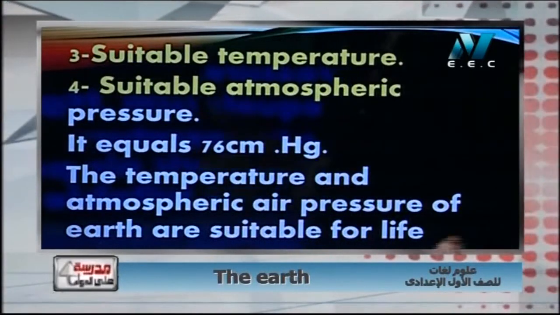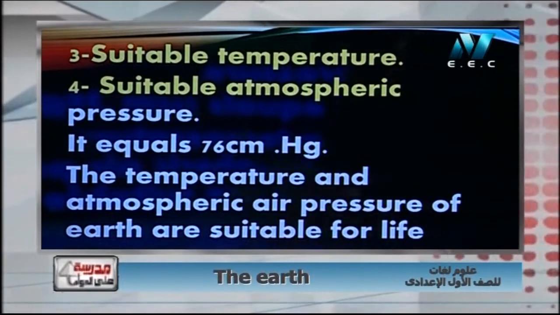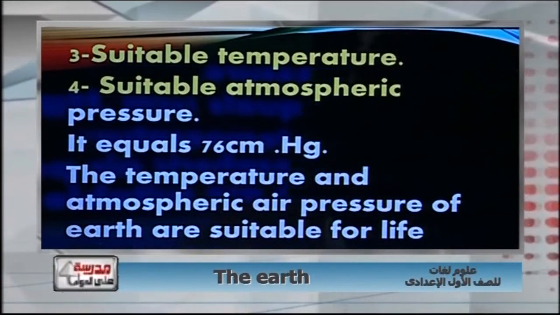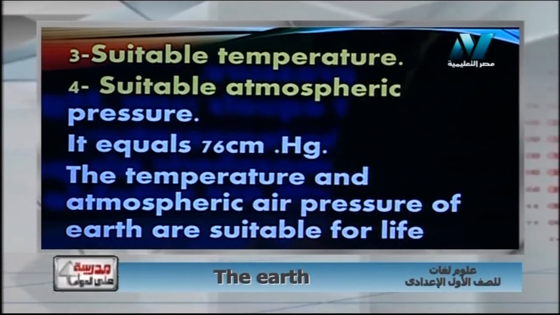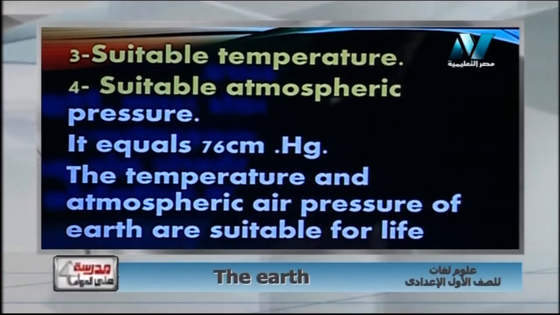Number 3, suitable temperature. We talked about atmosphere, hydrosphere, and suitable temperature. The temperature of Earth is very suitable for life, for continuous life. We can't compare it to the temperature of Mercury, Venus, or Neptune, but the third position of the Earth from the Sun makes its temperature very, very suitable for life.